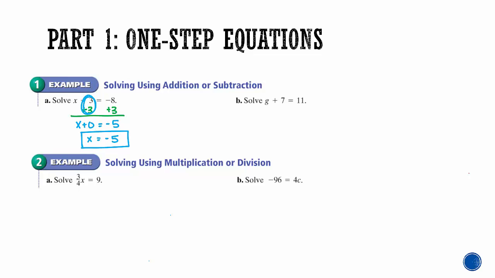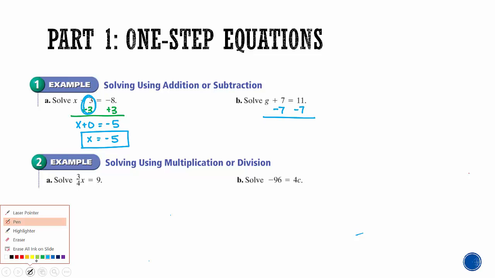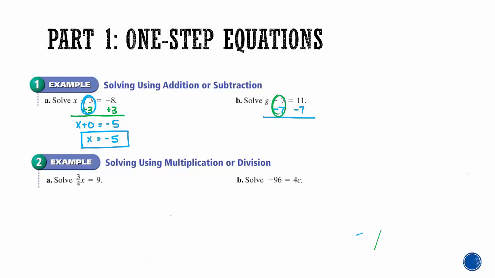Same type of thing for the next one, g plus 7 equals 11. Because I'm adding 7 on here, I want to get rid of it. I want to subtract 7. So the reason we can do that is the subtraction property of equality. And then remember, this really gives us 0 because that's the identity. And then we know g plus 0 is just g. And if you do 11 minus 7, you end up with 4.